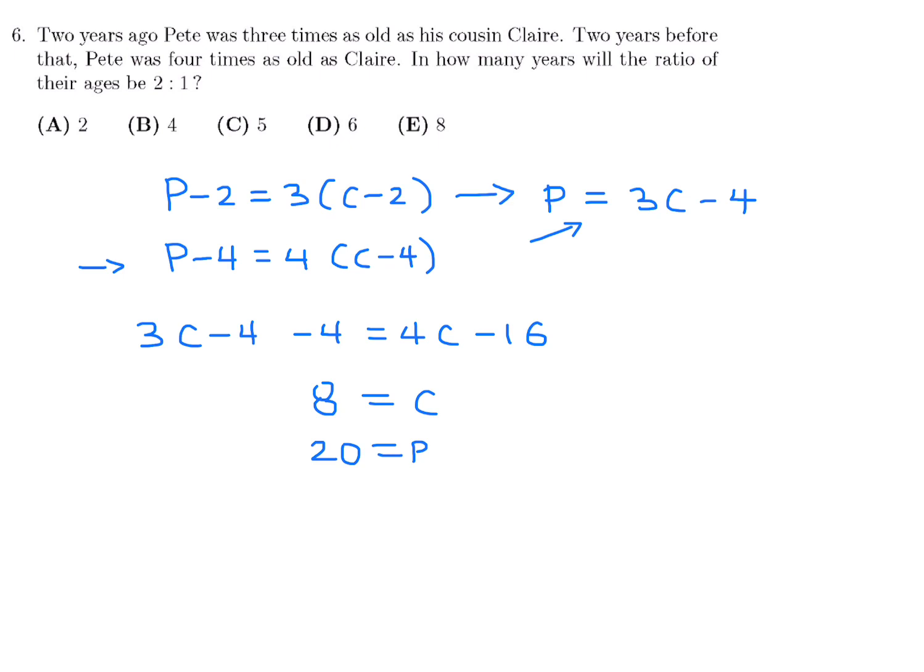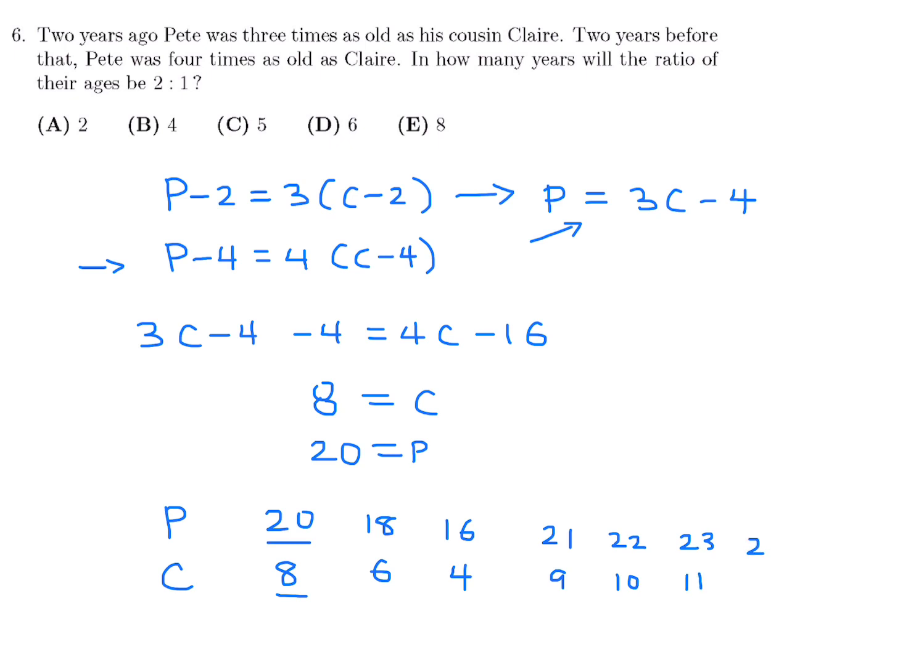All right, so let's look at our values of P and C. Currently, it's 20 and 8. 2 years ago, it was 18 and 6, and that is definitely a ratio of 3 to 1. 2 years before that, 16 and 4, which is a ratio of 4 to 1. We want a ratio of 2 to 1. So we go 21, 9, 22, 10, like that, right? Each year, each of these goes up by 1.